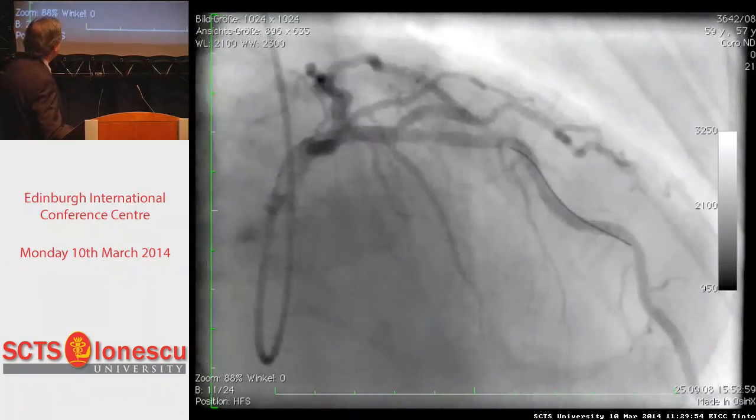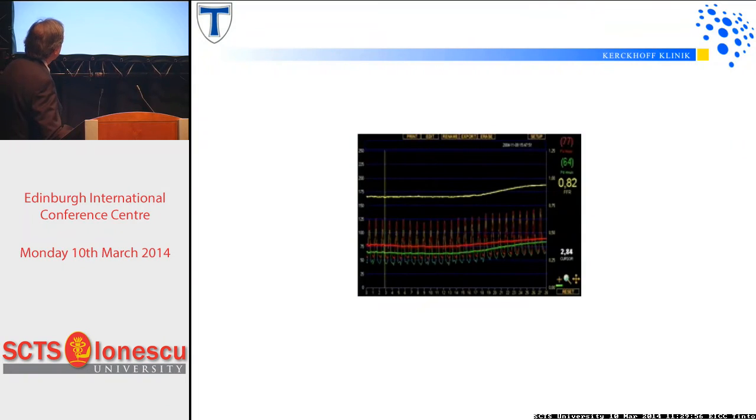But the FFR was this here. It's a screenshot, so it's not high quality, but you can read it's 0.82. So that is above the limit of 0.8. So this lesion does not need to be treated, and this patient that started out as a double vessel disease is now a single vessel disease patient.